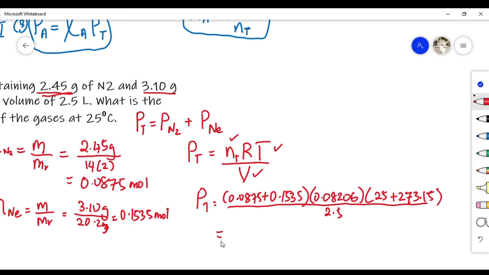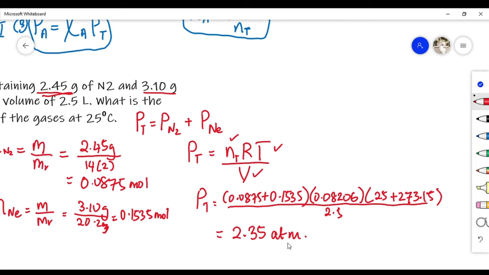0.0875 plus 0.1535 times 0.08206 times 25 plus 273.15. Okay, so dapat tu bahagikan dengan 25. So kita dapat total pressure dia adalah 2.35 atm.